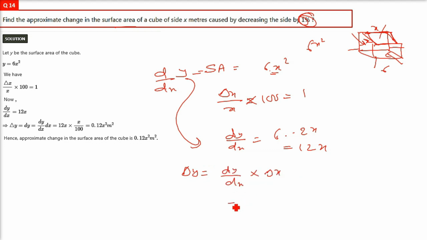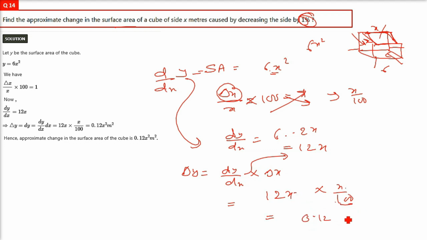So dy by dx is what? It's 12x. We have already computed that. And delta x from here: x goes up, 100 goes down, so we have 0.01x multiplied by 12x, which is dy by dx. When you multiply this, it's going to be 0.12x square. And since the edge is given in meters, we'll write the answer in meter square. So the approximate change in the surface area of the cube is 0.12x square meter square. So this is the change representing the decrement or increment in the size of the cube.